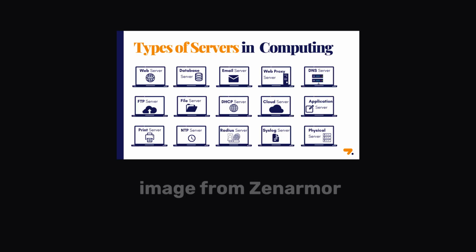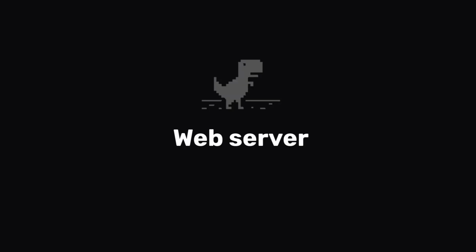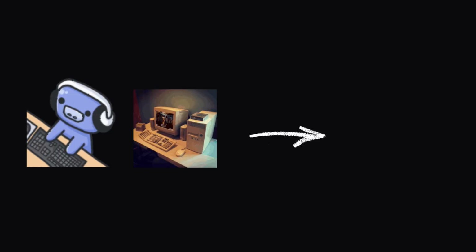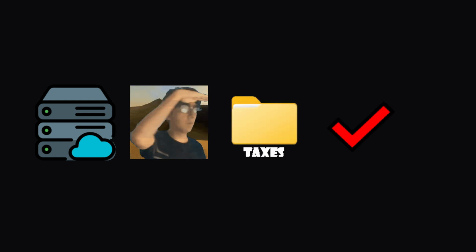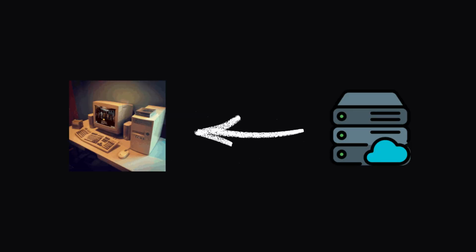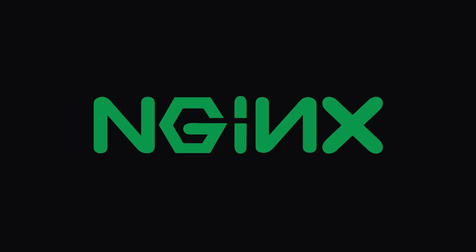There are many different types of servers, each with its own special job. So let's just explore a few here. Starting with the web server. This is probably the most common type of server. It's like the waiter at a fancy restaurant. When you type the website address in your browser, your computer sends a request to the web server. Then the web server finds the website's files such as images, text, and videos and sends them back to your computer so you can see the website. Examples of these web servers are Apache and Nginx.